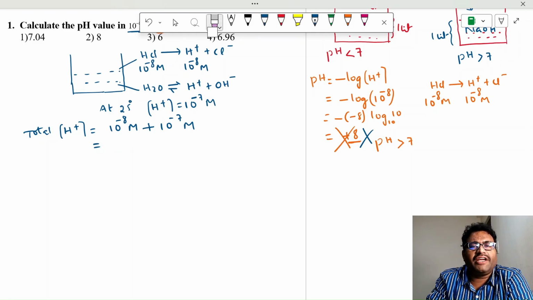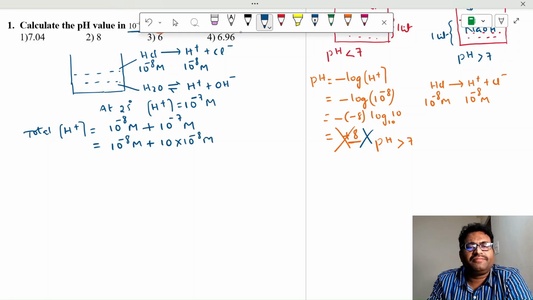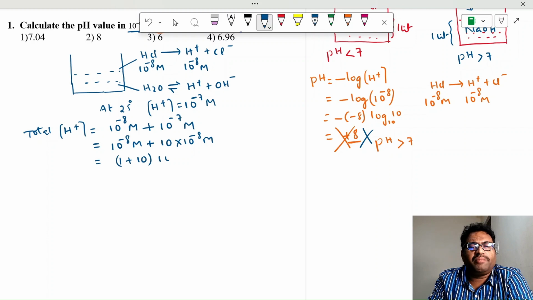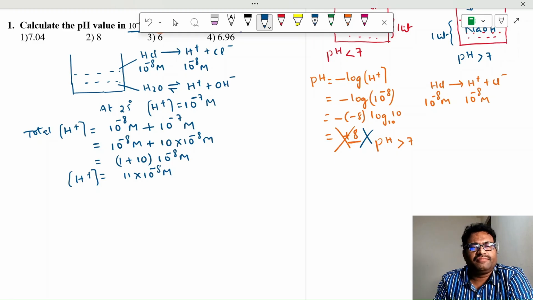Okay, how can I write it as 10 power minus 8 M plus 10 into 10 power minus 8 M. So this I can write as 10 power minus 8 into (1 plus 10) M, that is equal to 11 into 10 power minus 8 M. So we got the H plus ion concentration.